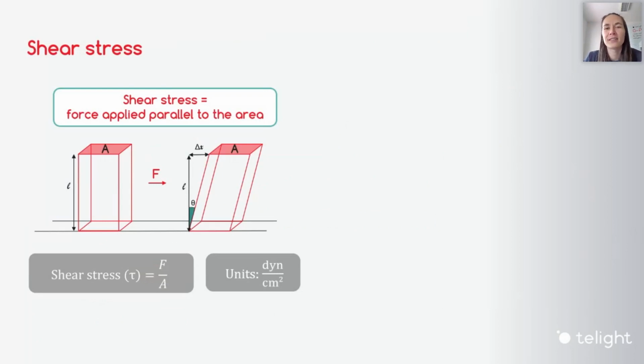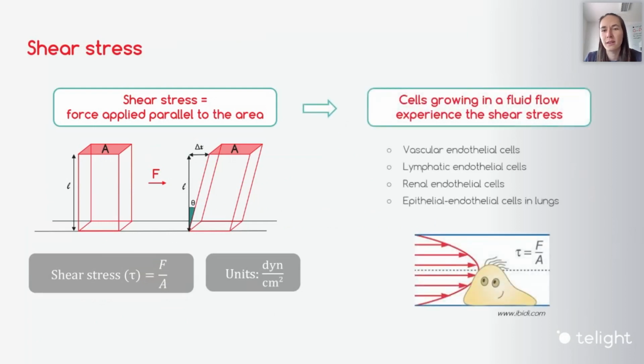So shear stress. Shear stress can be described as the force applied parallel to the area. It is expressed in units of dynes per centimeter squared. And this is the force that is usually experienced by cells that are used to living in fluid systems, like vascular endothelial cells, lymphatic endothelial cells, renal endothelial cells, and others.